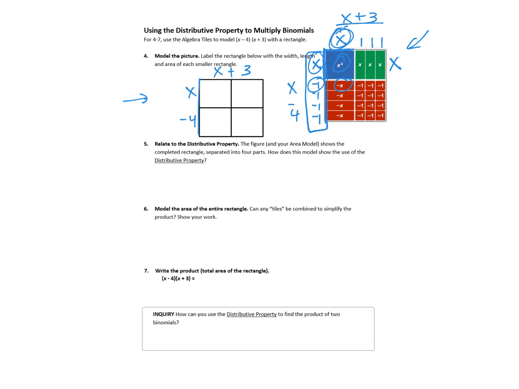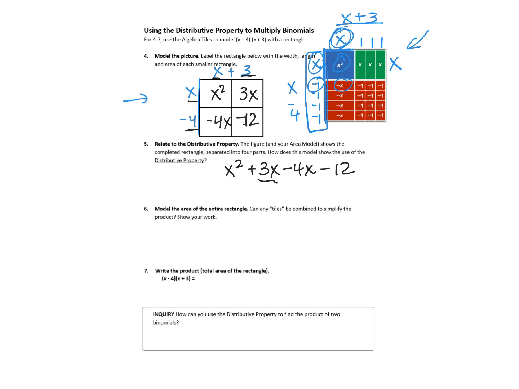Now, if I multiply that out, x times x is x squared. X times 3 is 3x. It's just like a multiplication table. X times negative 4 is negative 4x. And then 3 times negative 4 is negative 12. Okay. Now, my entire area, if I write that out, is x squared plus 3x minus 4x and minus 12.